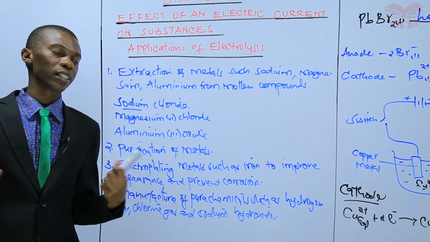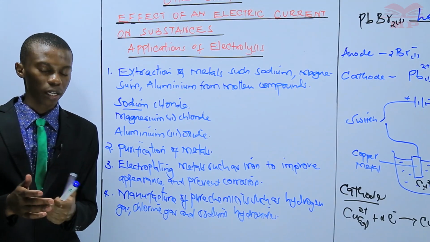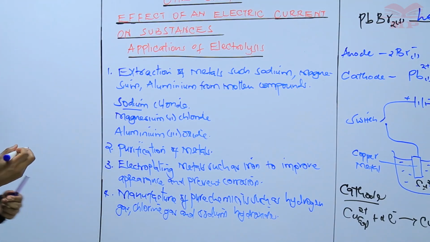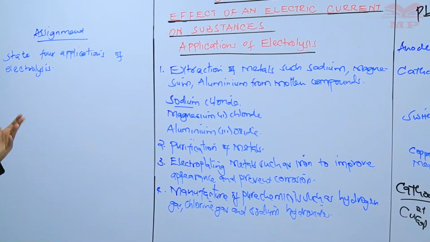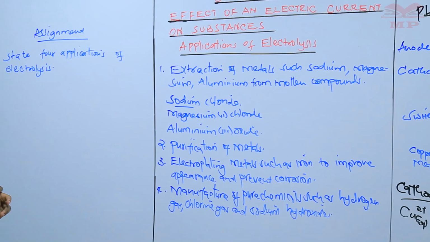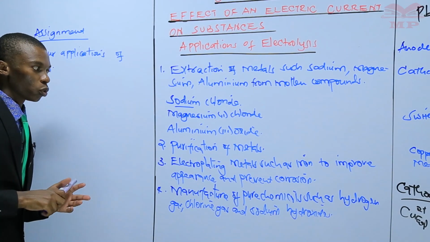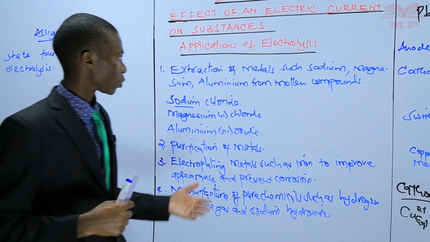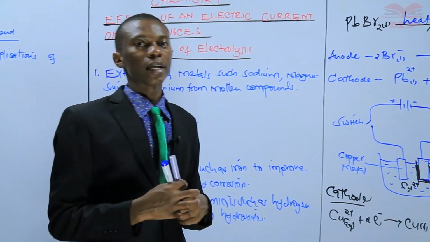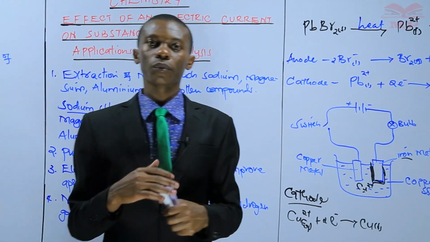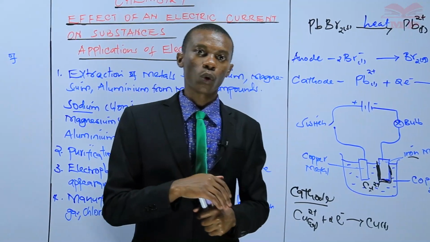Therefore, that brings us to the end of our lesson today, but I will leave you with this assignment. The assignment is: state 4 applications of electrolysis. You should be able to state 4 applications because we have learned that, and you should be able to do that.